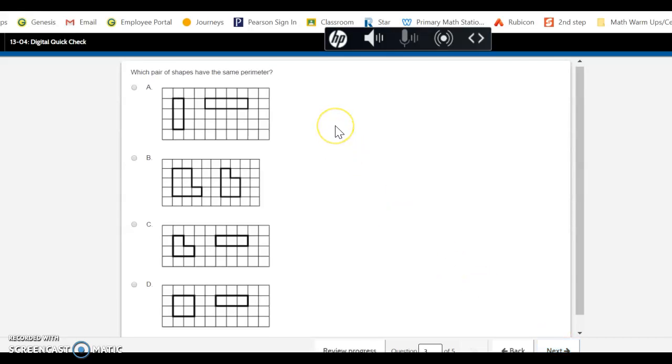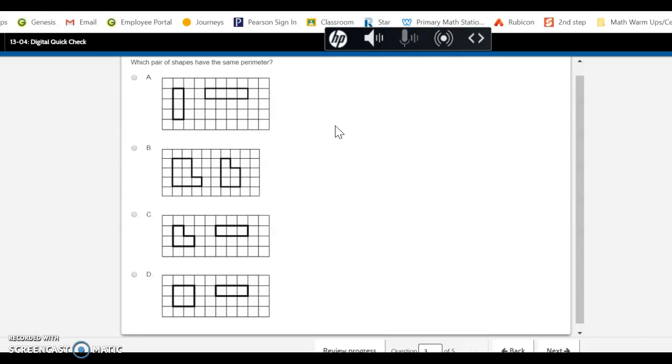All right, number 3, which pair of shapes have the same perimeter? Now, I noticed a lot of people were getting number 3 wrong. The reason for that is for number 3, there were actually 2 right answers. So this was a mistake on Pearson's part. For number 3, C and D are both correct.